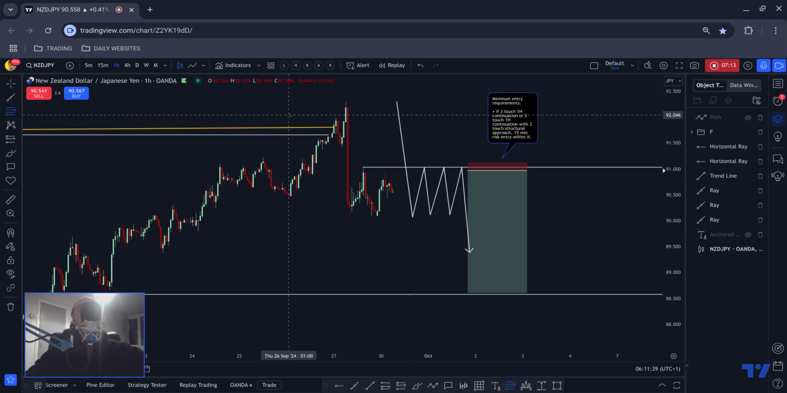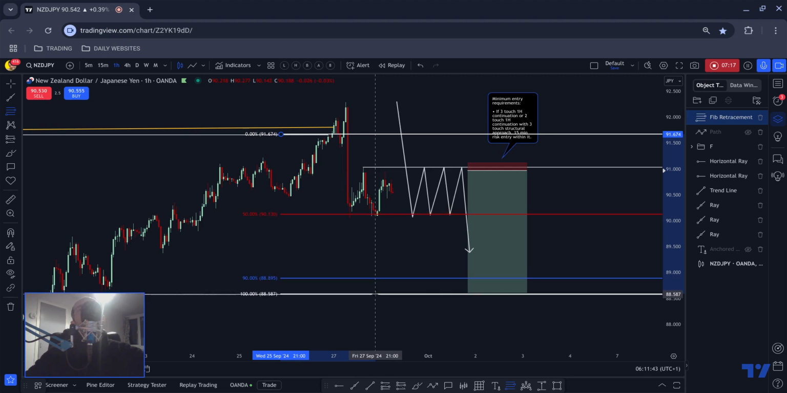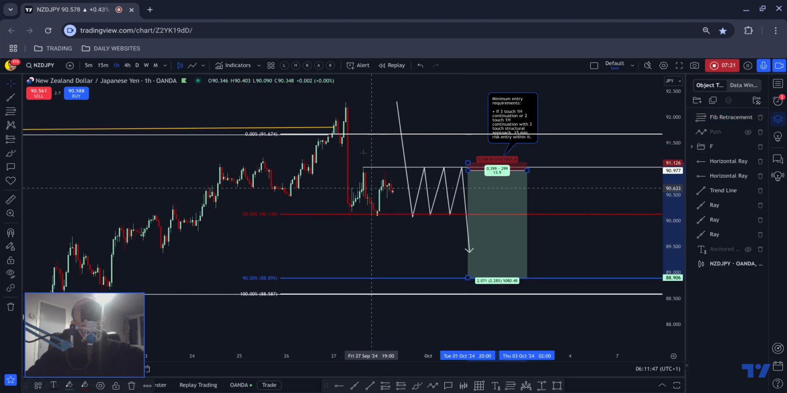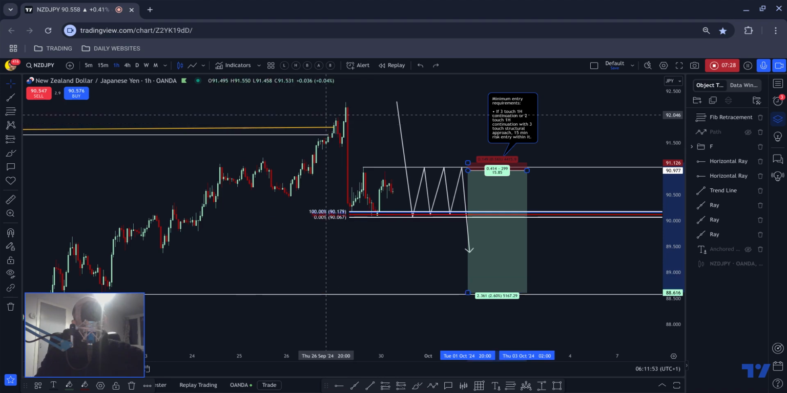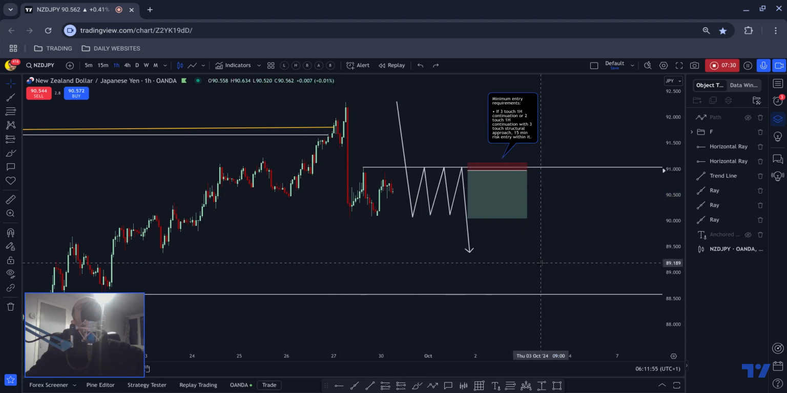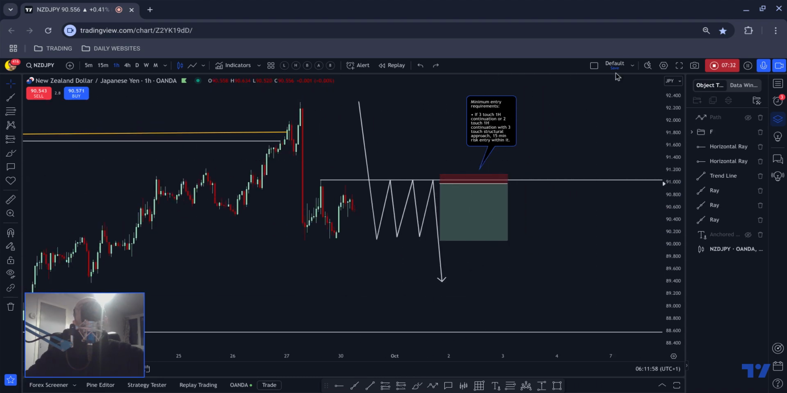And what I would be doing is measuring from the range that we just broke above down to there, and I would actually be setting to take profit there. Okay, and I would trail my stop loss accordingly. So that is, I just pressed the wrong button there. That is Kiwi yen. We shall see what presents itself.